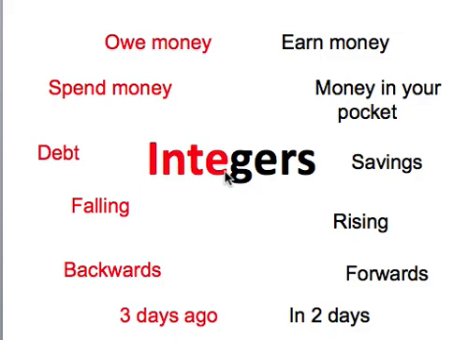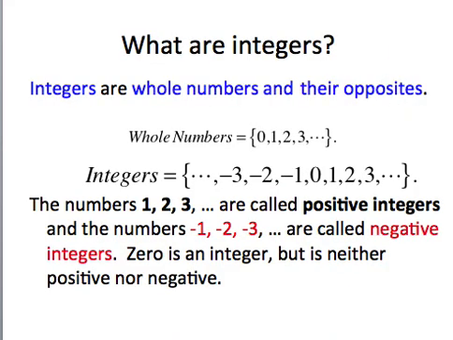Integers. Integers are numbers that we use to describe situations that can change in one of two directions. We use integers to show increasing or decreasing, going forwards or going backwards, earning money or owing money, time in the future, time in the past, all those different situations and more we use integers to describe. So what are these numbers that we call integers?